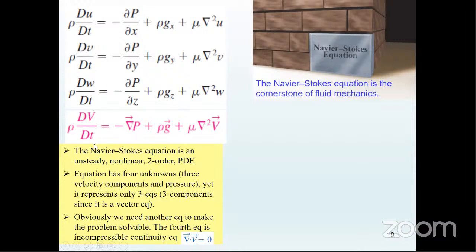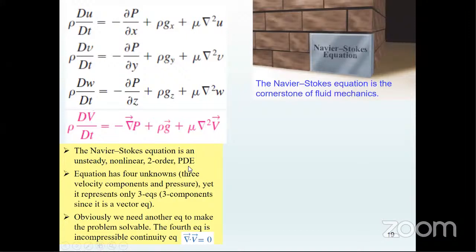Rho times dv by dt, as a function of time, must be equal to minus del p plus rho times g plus mu times del square v. This is the Navier-Stokes equation, the cornerstone of fluid mechanics. This is one pictorial representation of how they can show it. The Navier-Stokes equation is an unsteady, non-linear, second order partial differential equation.